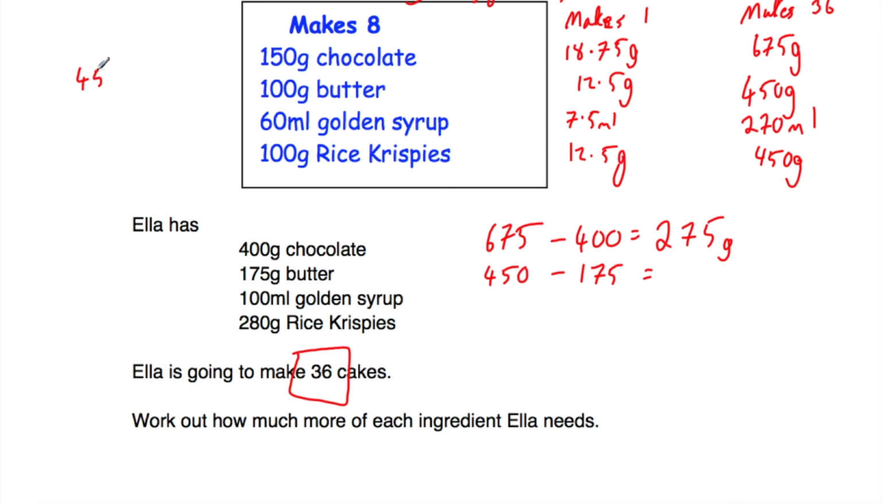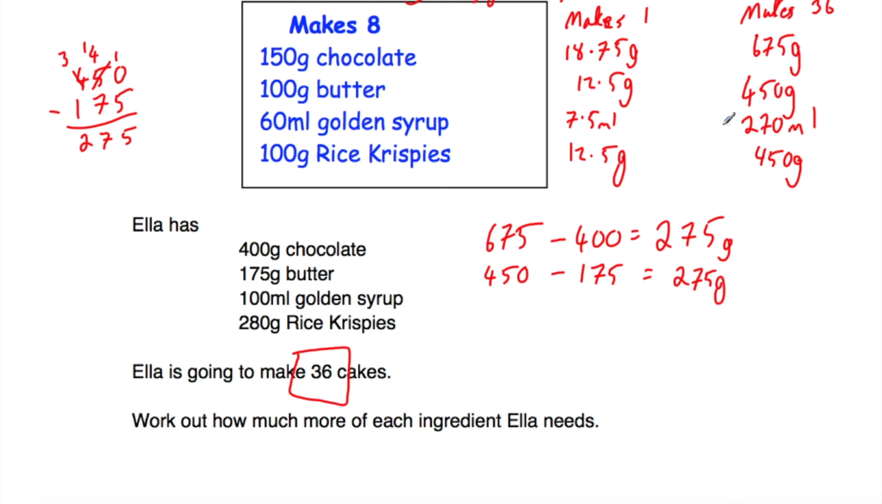Let's just do that up here. So 450 subtract 175, and let's see what we get. 0 take away 5, well, let's borrow. So it's now 4 and a 10. 10 take away 5 is 5. 4 take away 7, again, let's borrow. So 14 take away 7 is 7, and 3 take away 1 is 2. So she needs another 275 grams of butter.